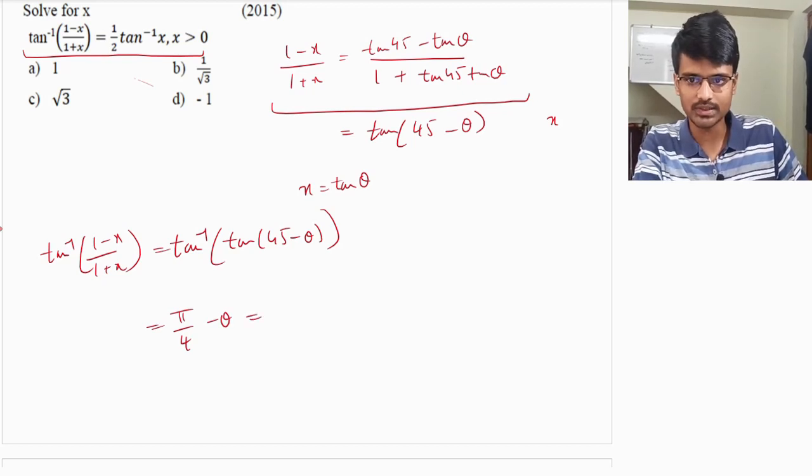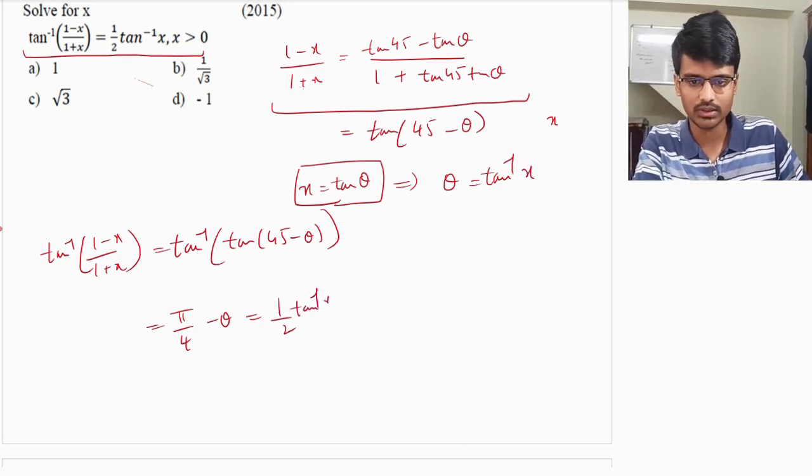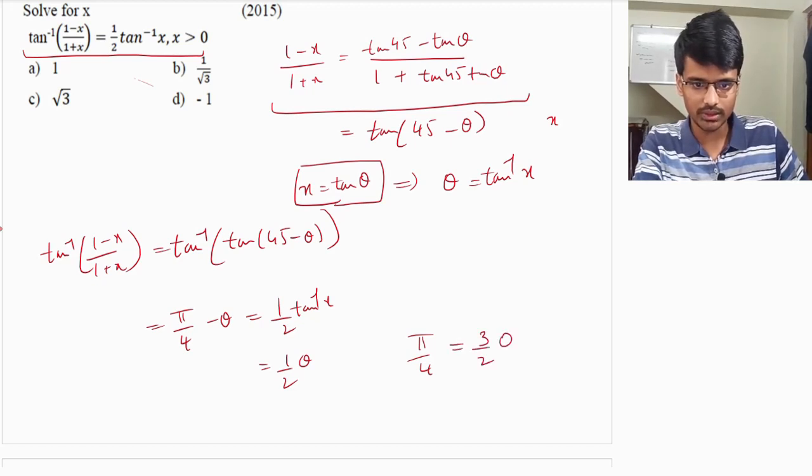See, we have taken x equal to tan theta. This implies theta is equal to tan inverse of x. So half of tan inverse of x is nothing but half of theta. And simplifying this, what do I get? Pi by 4 equals 3 by 2 theta. 2 2s are 4, pi by 6. So theta is equal to pi by 6, I have got.